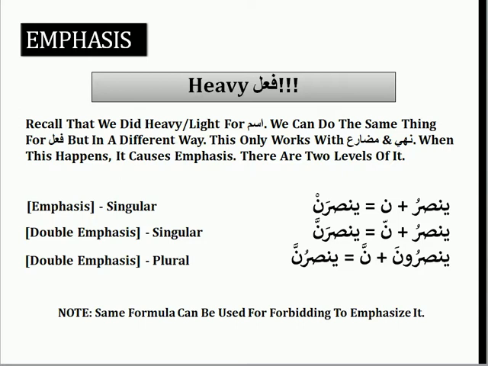Okay, now we did heavy and light for ism, we did light and lightest for fi'l, but today we will do heavy for fi'l. How do we do that? We just add a noon which is heavy, a noon with a tashdeed, or you can say tasdeed, whatever you call it. So that will give you very heavy.